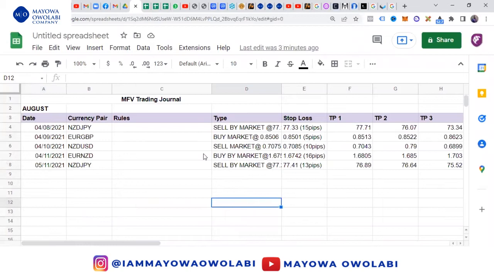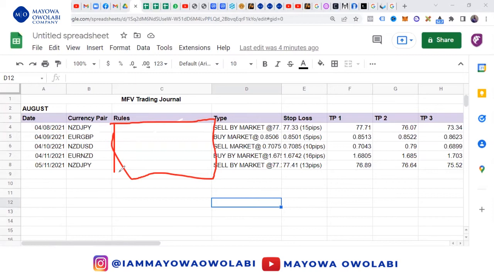Okay. So this is one of the templates we have. You want to have the date you are entering the trade, the currency pair you are entering. Now, the rules that were met. See, guys, when you understand the rules of engagement for you to put in your trade, it will help you a lot. Because when you don't have the exact rules of engagement, you're going to be missing out. And I can guarantee you that you will go in at the wrong time.